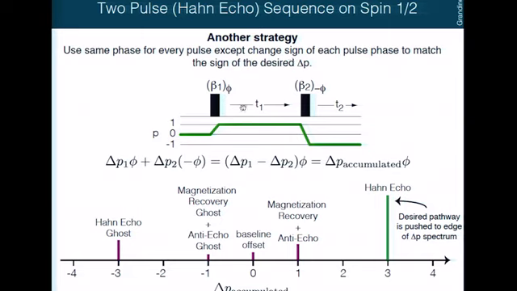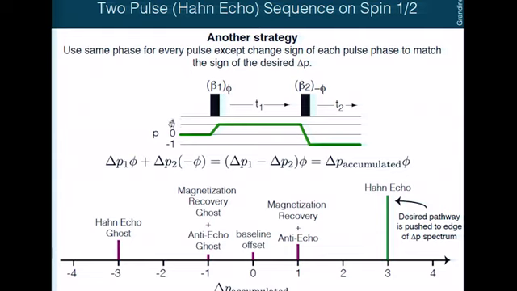So this is a very simple rule. Anytime your delta P is positive, just use a single phase and make that phase positive. When your delta P goes negative, take that same phase and make it negative. So no matter how many pulses you have, if the delta P is positive, make it positive. Anytime it goes negative, positive, negative, just change the sign of that one phase. And the effect of that is to just push, you get an accumulated delta P, it will push your desired pathway off to the edge of the delta P spectrum.